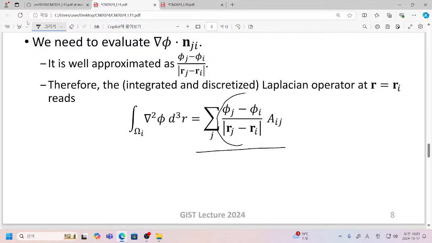So this is nothing but the edge-wise calculation. We have calculated a representative value between ri and rj, multiplied by the area of a normal surface, and made a sum over our surfaces or our neighboring points. So that will be the discretized form of 2D or 3D.